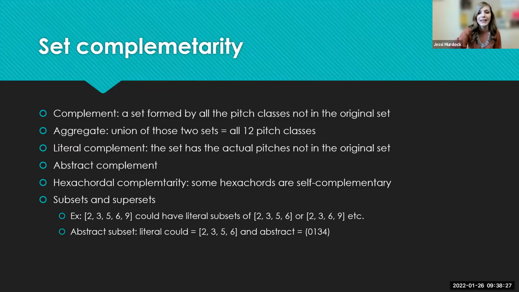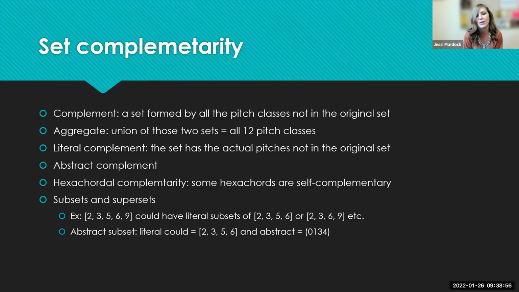Next idea is subsets. A subset is kind of like a subphrase. If we took the set 2, 3, 5, 6, 9, that's not its prime form, right? That's just its integer representation. Then you could have literal subsets like 2, 3, 5 or 2, 3, 6, 9. You could do 5, 6, 9. Any of those integers that doesn't include all 5 of them could be a subset.